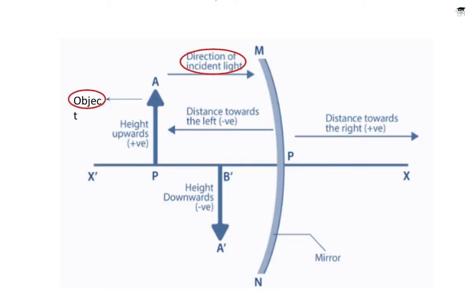Now let's see what these sign conventions actually mean. The first one says that the object is always placed on the left of the mirror. As you can see here, the object is always placed on the left side of the mirror. And the light from the object falls from left to right. The incident light coming from the object always moves from the left to the right, that is the direction of the incident light.